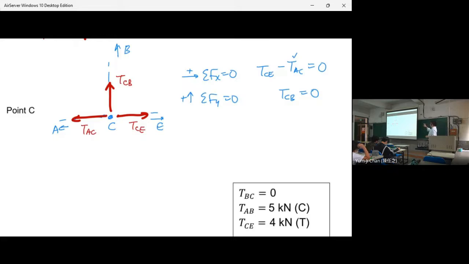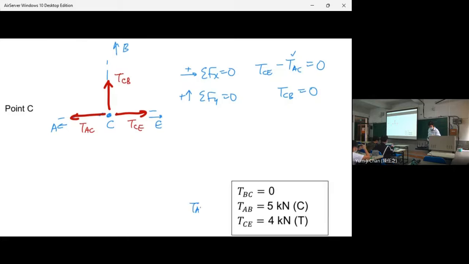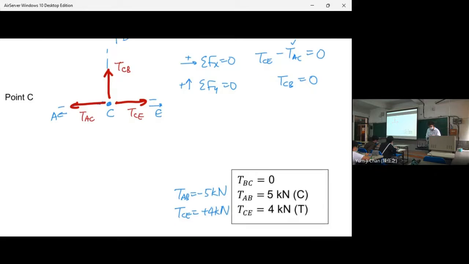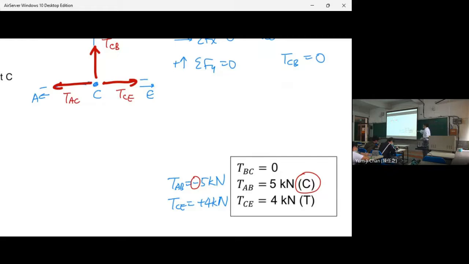Now, from these equations, you will get that TAB is equal to minus 5 kilonewton, and TCE is equal to plus 4 kilonewton. Remember that if you get the minus sign, it means compression, and the plus means tension. So TCE is plus 4, in tension. And TBC is equal to 0.